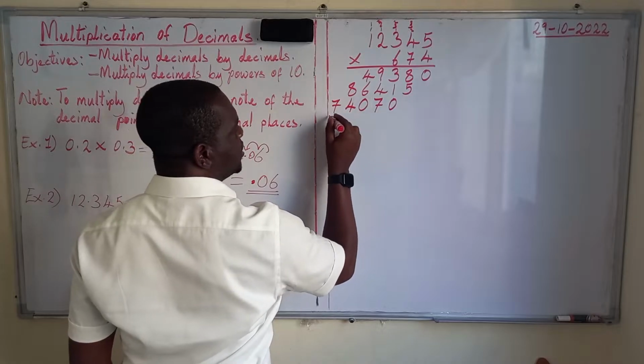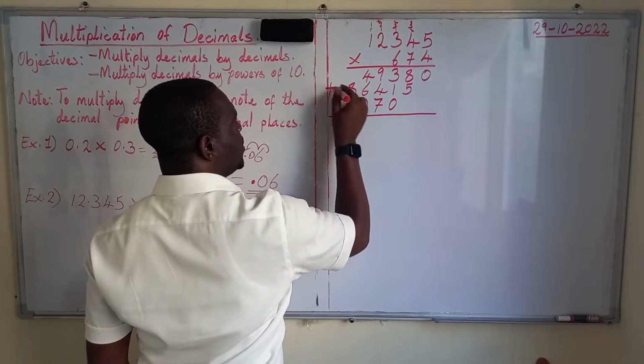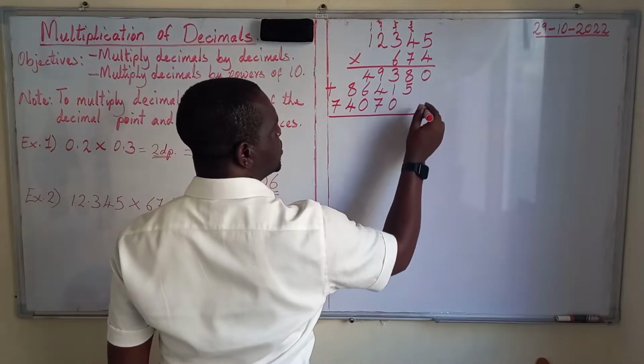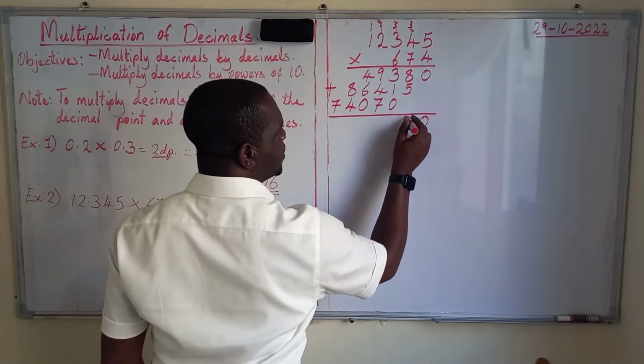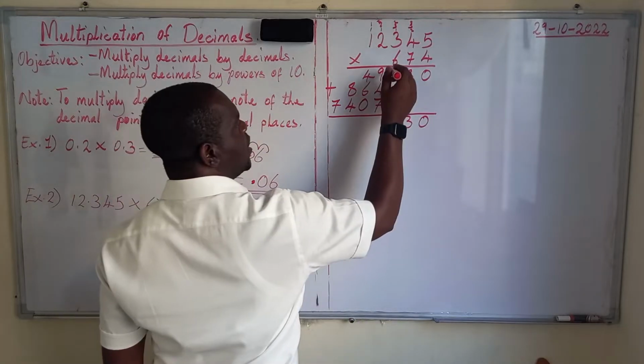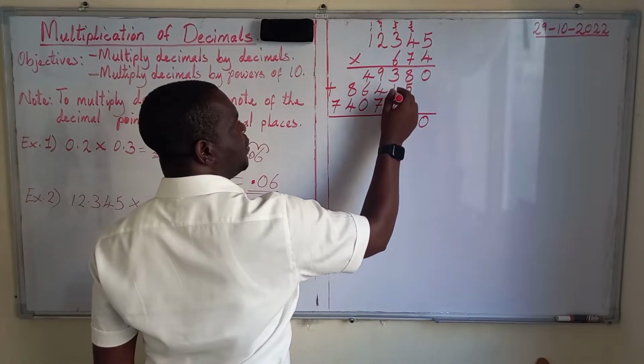Write 7 out here. At this point in time, we are adding. 0 plus 0 plus 0 is 0 here. 8 plus 5 plus 0 is 13. 3 and carry 1. 1 plus 3 is 4. 4 plus 1, 5.